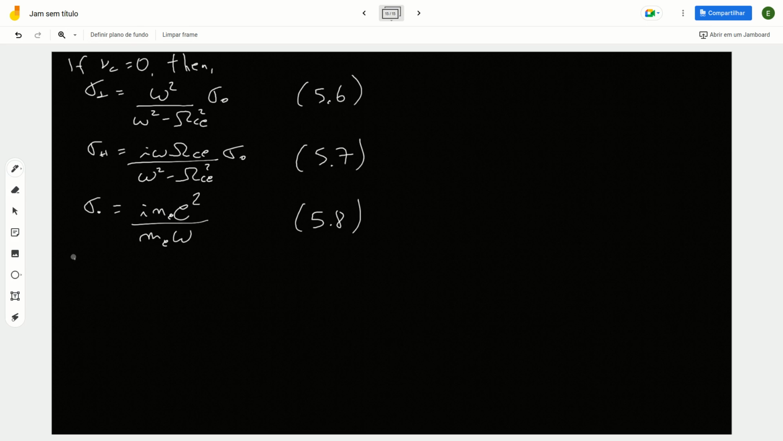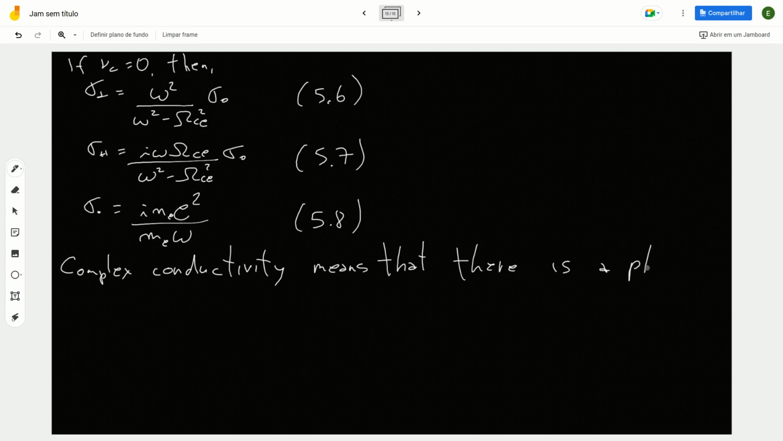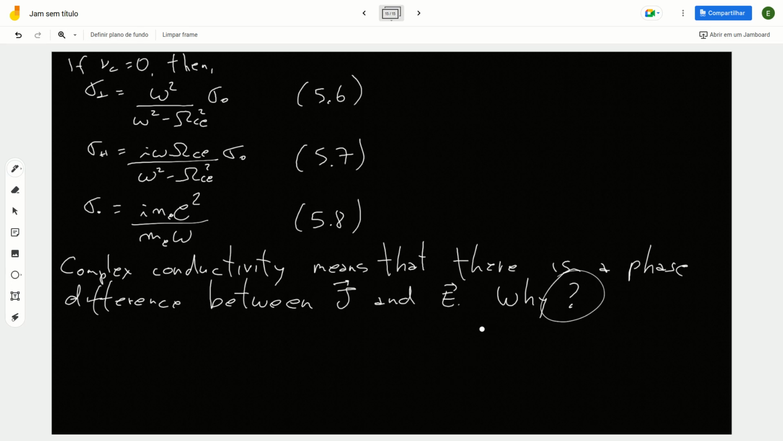Now, why? I'll just state it like in the book: complex conductivity means that there is a phase difference between J and E. This is given, but why? What does this mean? Let's try to understand this by supposing that you have a parallel component for the electric field given by this. Or just write one of the components of the current and you will basically understand why this is given.